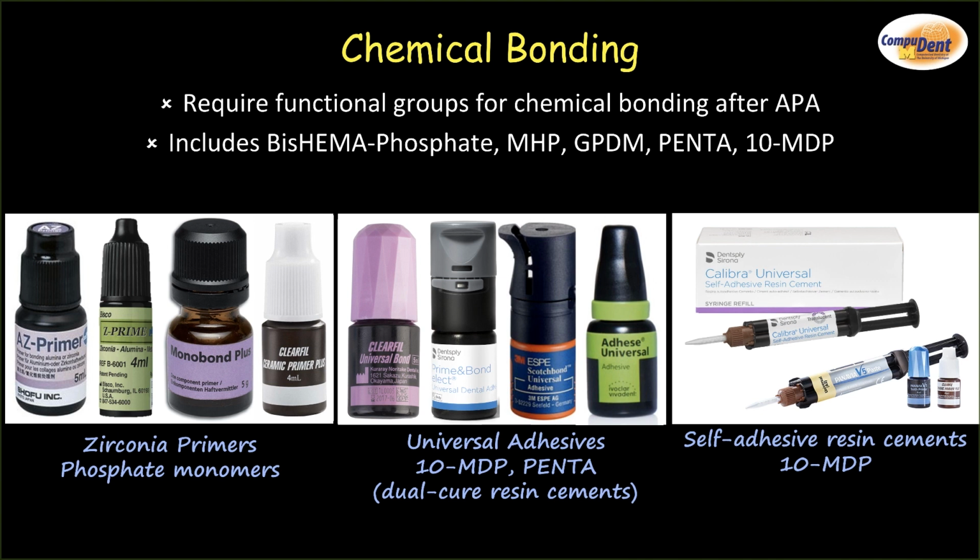We could use a universal adhesive. Many of those have 10-MDP, some have penta. These are, again, phosphate grouped bonding systems that allow us to bond to the zirconia. And these are obviously commonly used with dual cure resin cements. The third option is to use a self-adhesive resin cement, because most of those have 10-MDP also, or another phosphate group that bonds to the zirconia. So all three of those have the chemical agent we need to get a bond to zirconia. I wish I could tell you which one is the optimum one. They all work. We don't really have clinical evidence to prove one is better than the other.